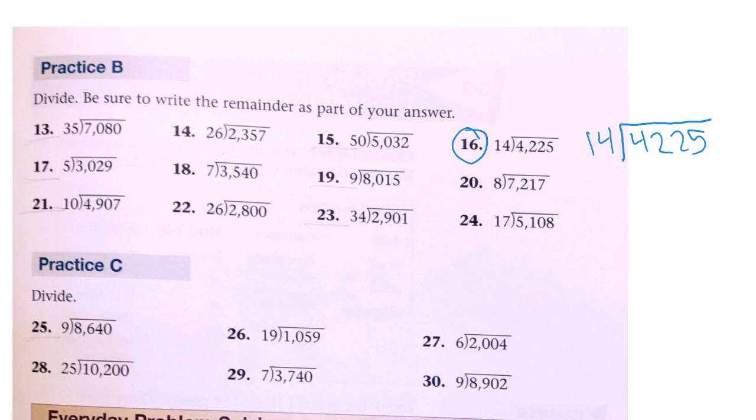And so if I had 15, 30, 45, oh, that would be too many. So maybe 2 of them. Let's see if 2 14s will work. So that's the dividing part, making a guess at how many of our divisors will go into our dividend. And then we multiply. 2 times 14 is 28. And then we subtract to regroup.